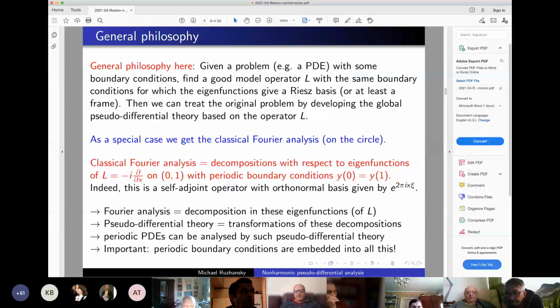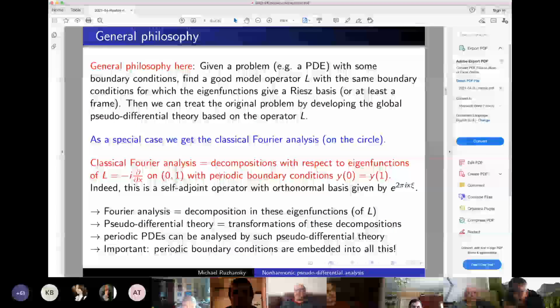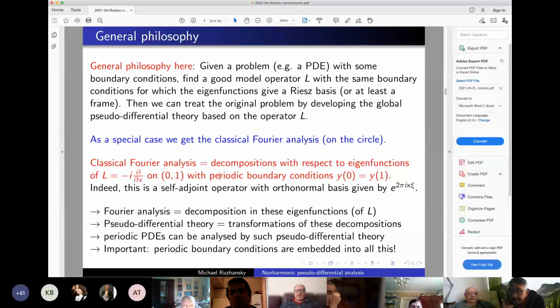We can say that pseudo-differential theory is a theory of transformations of these decompositions. If we consider periodic partial differential equations, we can analyze them by using such pseudo-differential theory. And when we develop the theory of operators on groups, on the circle, on the torus, the periodic boundary conditions are embedded into this theory. And so now the general philosophy is the following: suppose we are given some differential equation with some complicated boundary conditions. What can we do? There are two ways.